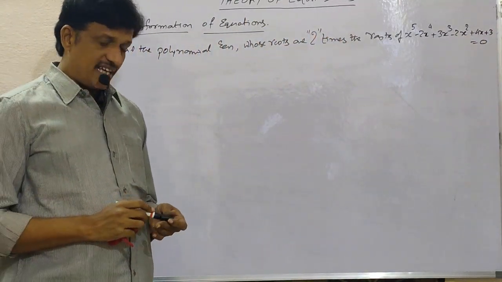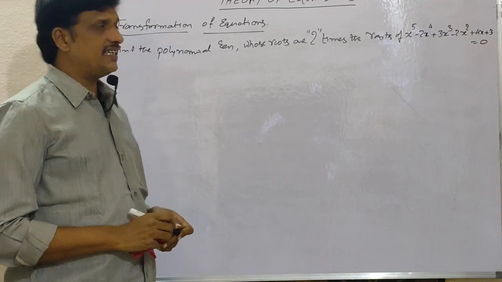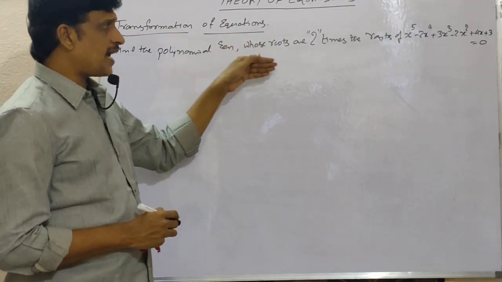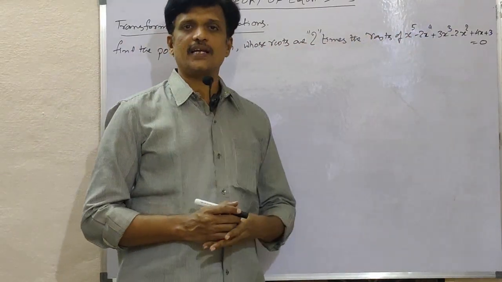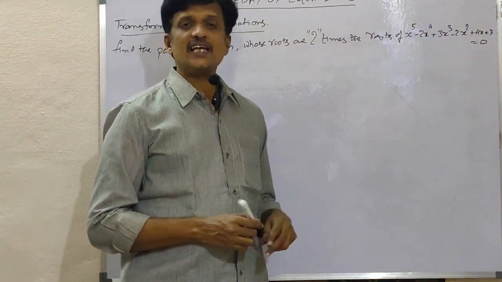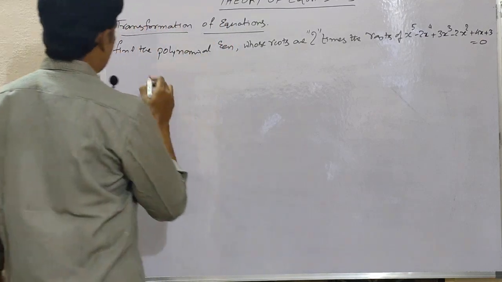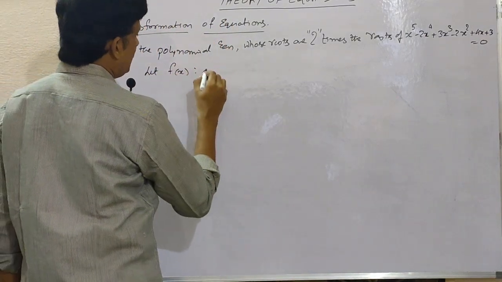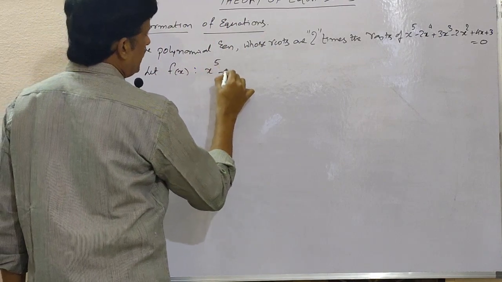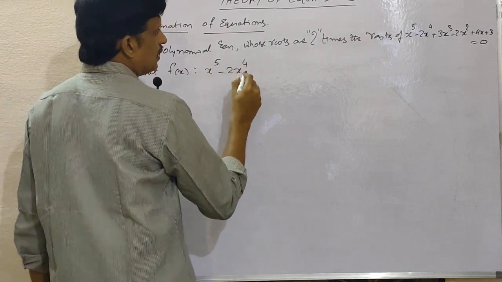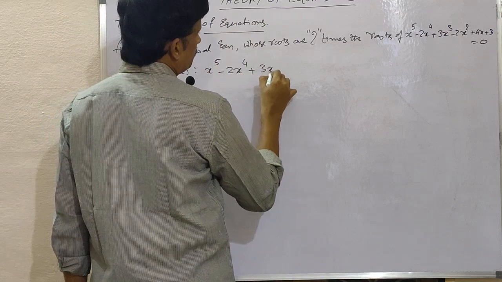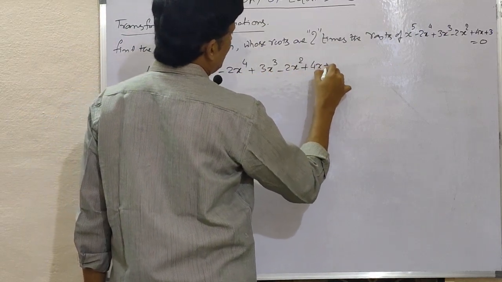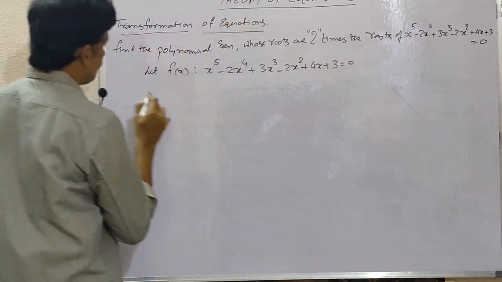Okay, a fifth degree polynomial equation is given here. Now we have to write another polynomial whose roots are 2 times the roots of the given polynomial. So first, initially, let f of x be the given polynomial, that is x power 5 minus 2x power 4 plus 3x cube minus 2x square plus 4x plus 3 is equal to 0.